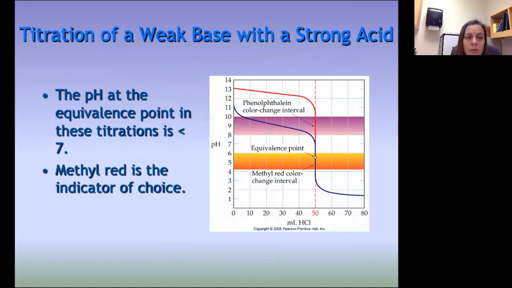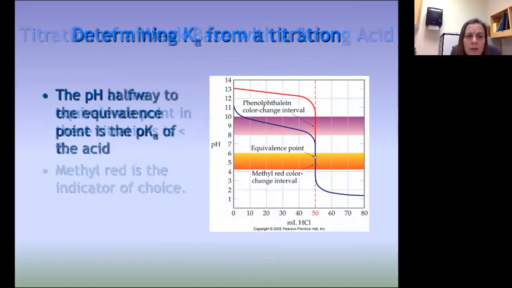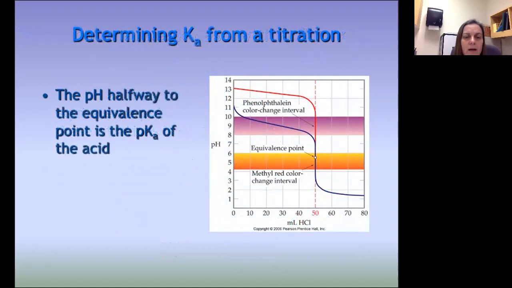Okay, the one other thing that we use titrations for is to determine Ka. So if we have a weak acid or a weak base, in this case we have a weak base, the pH halfway to the equivalence point is the pKa of the acid. So if we want to determine the pKa of an acid, we can titrate it and we can determine the pH at the half equivalence point, and we can use that to find the pKa of the acid.